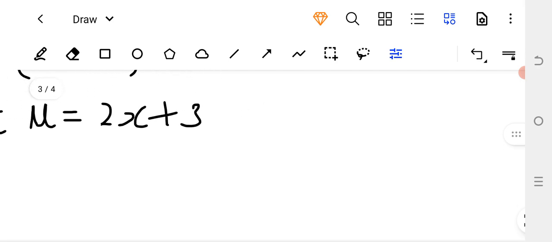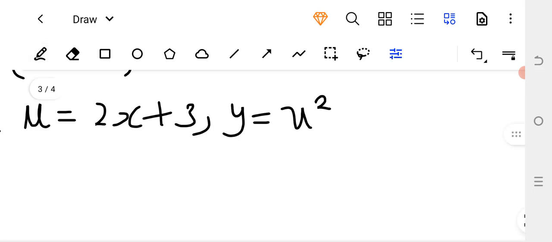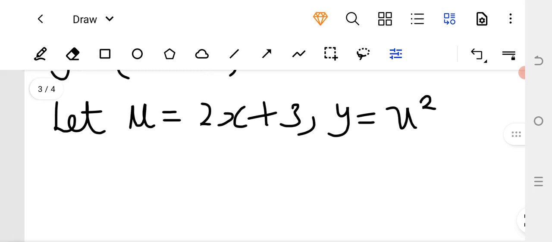Now, what will our y be? Y is going to be equal to, instead of writing 2x plus 3, u raised to which power? In this case it's power 2, because u is 2x plus 3 and we had the square there. So it's like we have formed two functions: a function in u and a function in y. The variable for the function in u is x, and the variable for the function in y is u. I hope it's clear there.